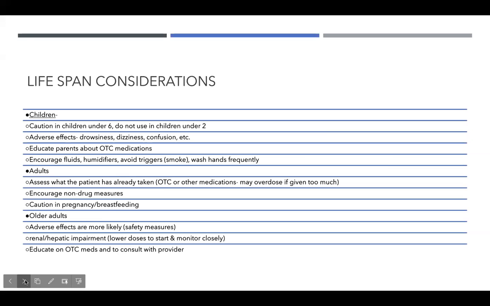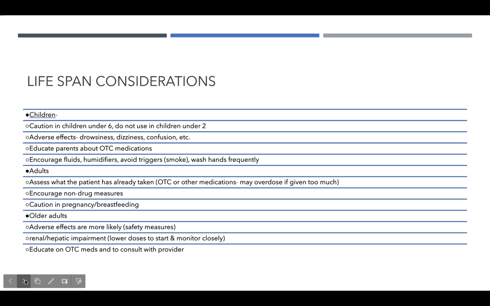If they want something like a cold pack or a heat pack, we're going to try and do that while we're giving someone Tylenol. And then, take caution in pregnancy and breastfeeding, just like with every other medication. Older adults are more likely to have adverse effects, more likely to have the severe adverse effects. So make sure that you're using your safety measures.